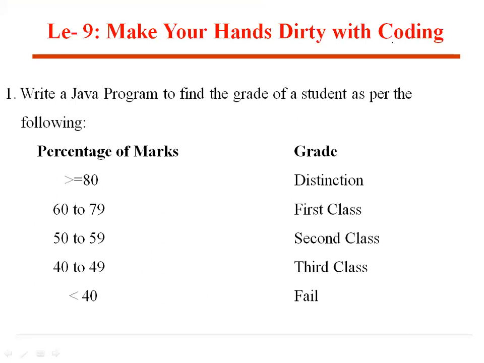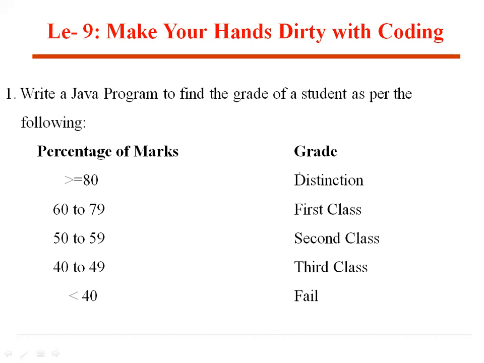So here are the questions to make your hands dirty. Try to implement these. Write a Java program to find a grade of a student as per the following rules. Generally to find a grade of this student based on the percentage of marks. Say greater than or equal to 80, distinction, 60 to 79, first class, 50 to 59, second class, 40 to 49, third class, and less than 40, fail.